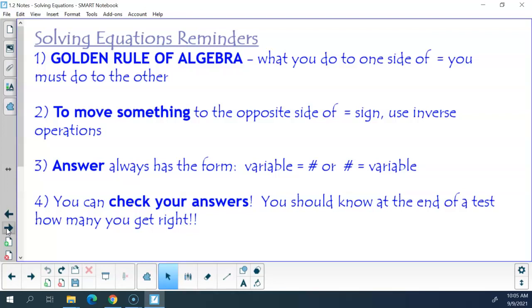Second, to move something to the opposite side of the equation, you're going to need to do the opposite. So if it's adding, then we need to move it, we're going to subtract. If it's square rooting, we're going to need to square.